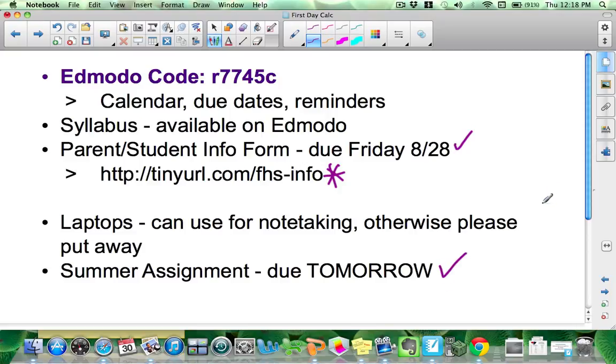Another reminder, your summer assignment is due tomorrow, okay? So that does need to be turned in either today or tomorrow to the substitute teacher, please. And then I'll get working on grading those as soon as I receive them.